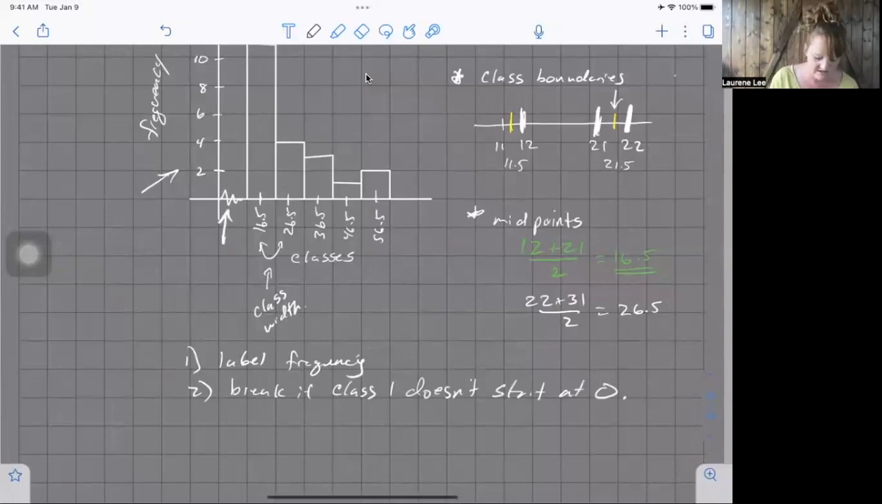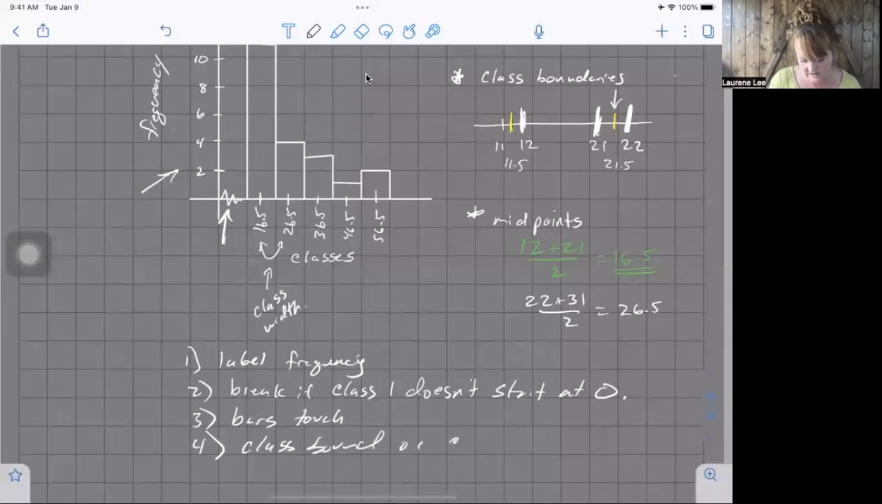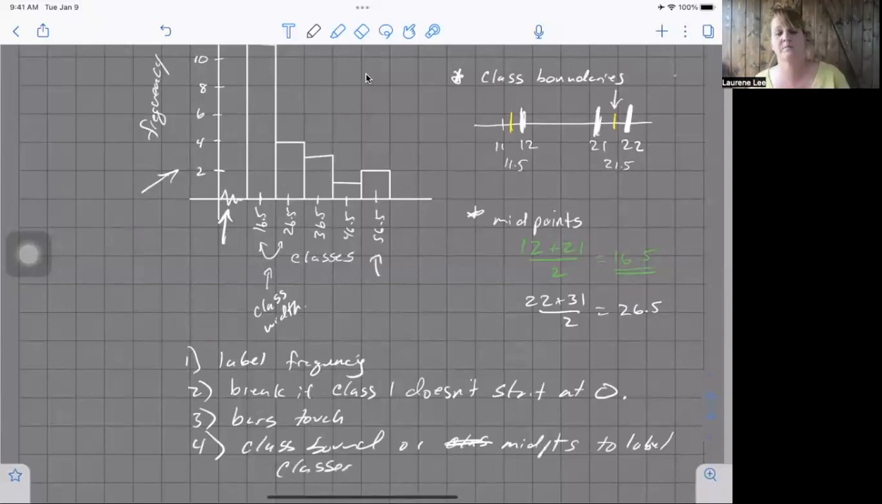Third thing is you need to make your bars touch. In a histogram, because of how we're labeling this, the bars touch, they share a line. And then the fourth is use class boundaries or midpoints to label your classes. And that's these values, either midpoints or boundaries. So those are the things that we're looking for a histogram to be labeled accurately.